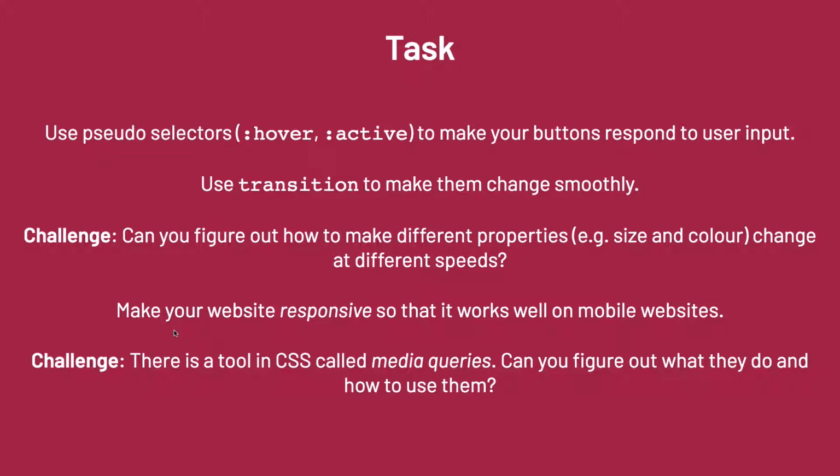Can you figure out how to make those properties change at different speeds? For example, can you figure out how to make the size change slower than the color? Then try making your website responsive so that it works well on mobile websites. And what I mean by responsive is just the general term for websites that work well on different screens. Finally, there's a tool in CSS called media queries, and as a bit of a challenge, can you figure out what they do and how to use them.